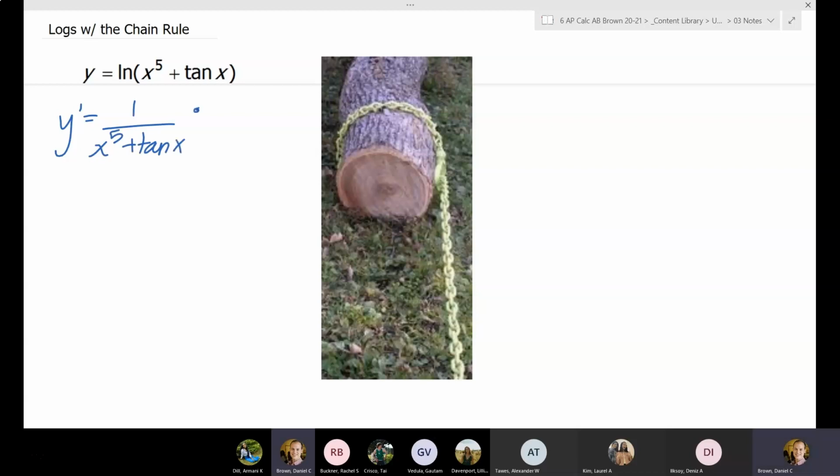And then here's the chain rule: times the derivative of what you see on the inside. The derivative of the inside would be 5x to the 4th. The derivative of tangent is secant squared. Typically, when you do the derivative of a natural log, most people will simplify that and write it as a single fraction. So you would write y prime is equal to, there's the denominator, and here is the numerator.